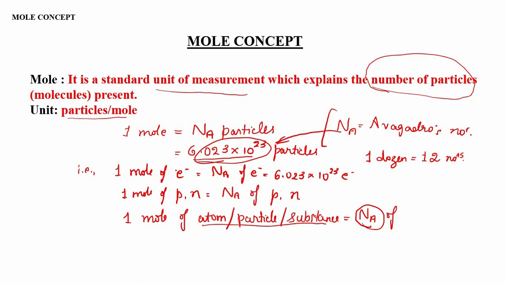It may be anything: 1 mole of electron, 1 mole of proton, 1 mole of neutron, or 1 mole of atom, particle or any substance. That will be equal to these many numbers of that particular substance. I hope you understood what a mole means.